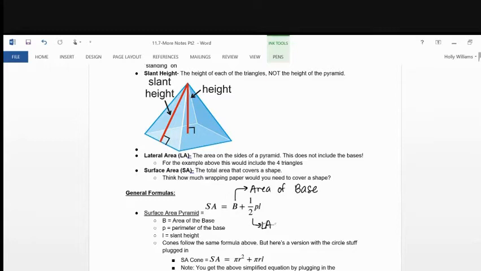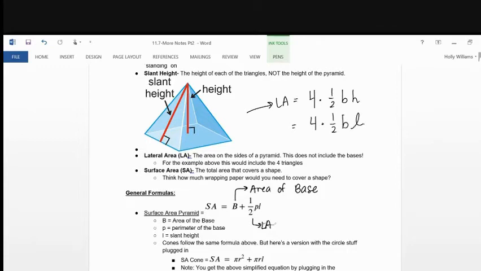If you look at this pyramid, what's the lateral area? How many triangles do you have on the outside? 4. So the lateral area of this pyramid would be 4 times 1/2 base times height. I'm just showing you how to rearrange it. This height is actually the slant height, not the height of the pyramid. So let's rewrite it as 4 times 1/2 times b times L.